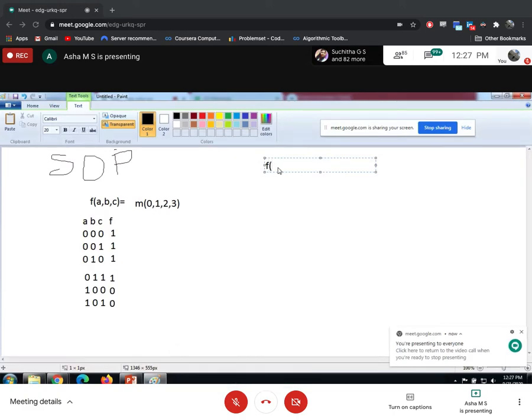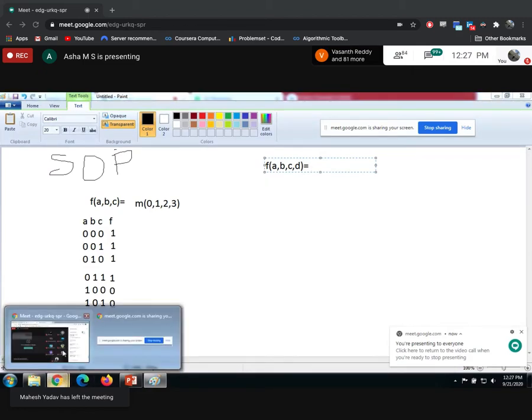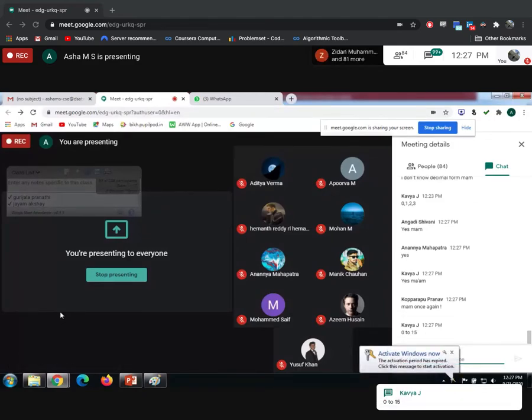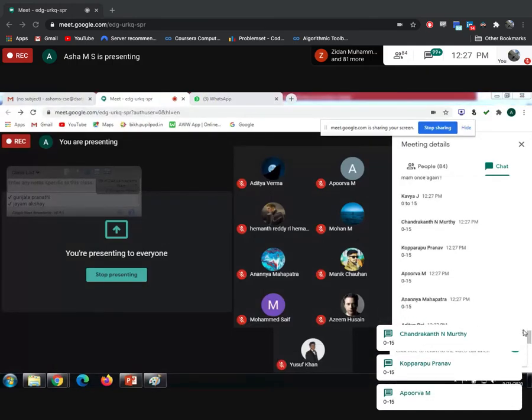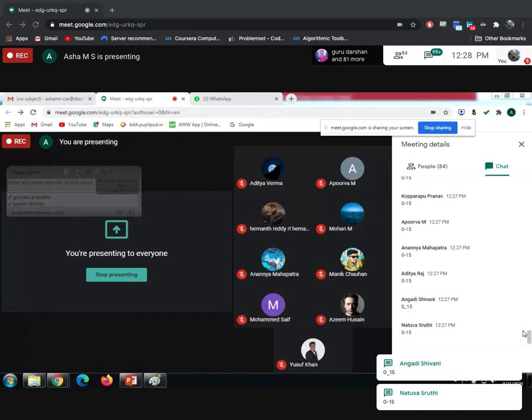Let me take it for 4 variables. F of A, B, C, D equal to. What are the ranges I can give? Can anyone mention the range? For 4 variables, what is the range I can use? 0 to 15. Why not 16? We will be starting with 0. So from 0 to 15, total numbers are 16, but it will stop at 15 because we begin with 0.